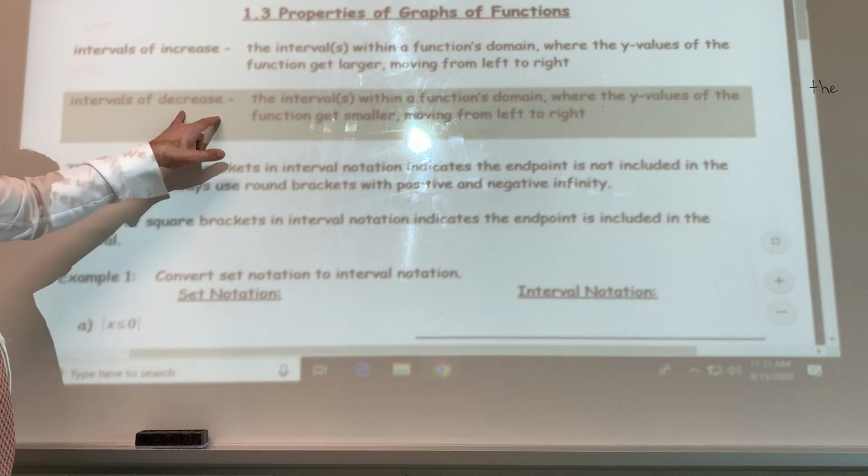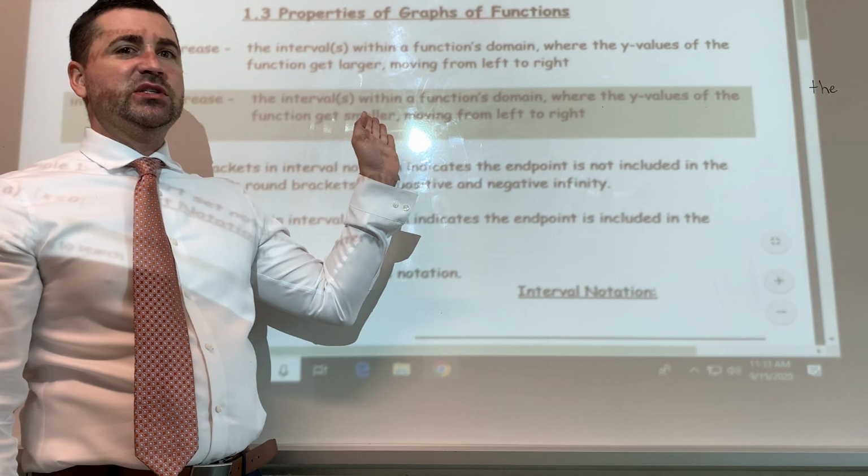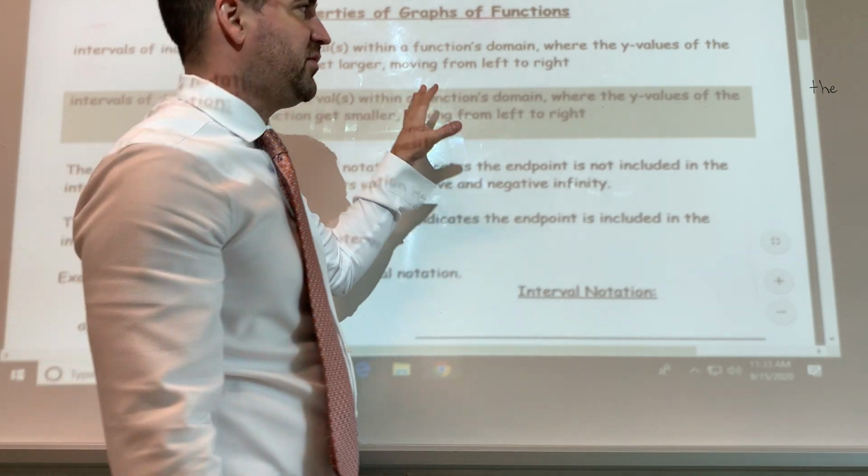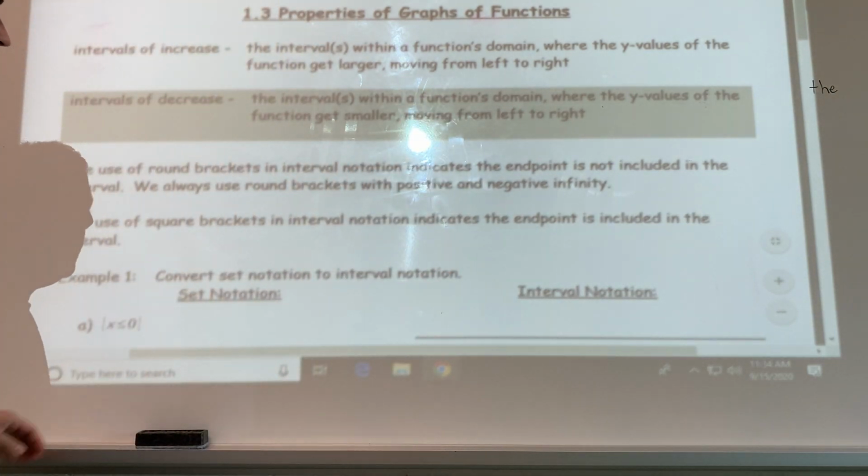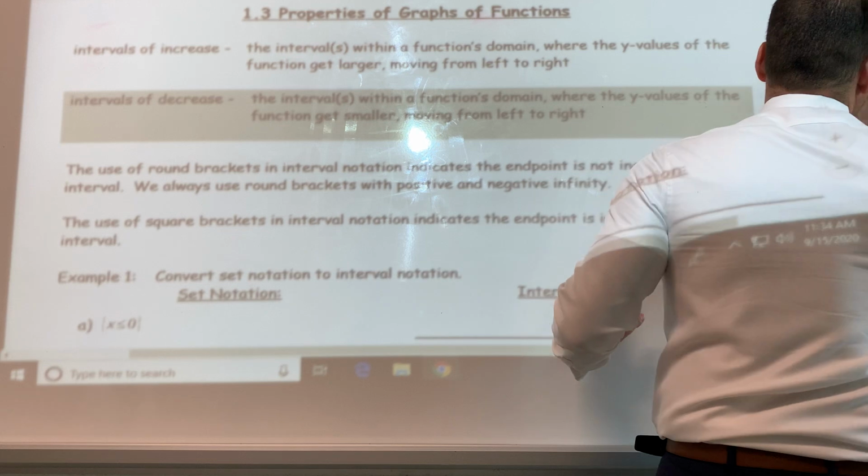And then intervals of decrease will be the same thing, but now we're looking to see where it decreases from left to right.